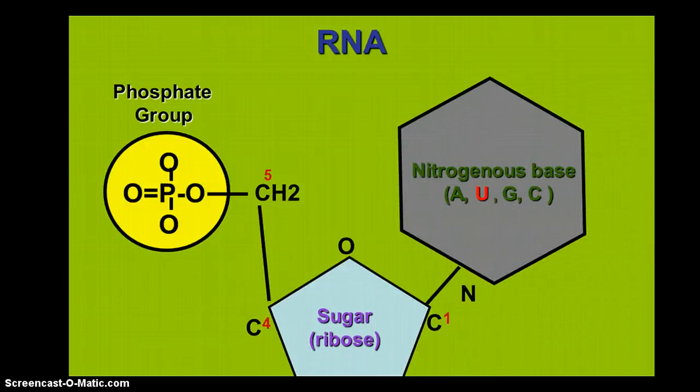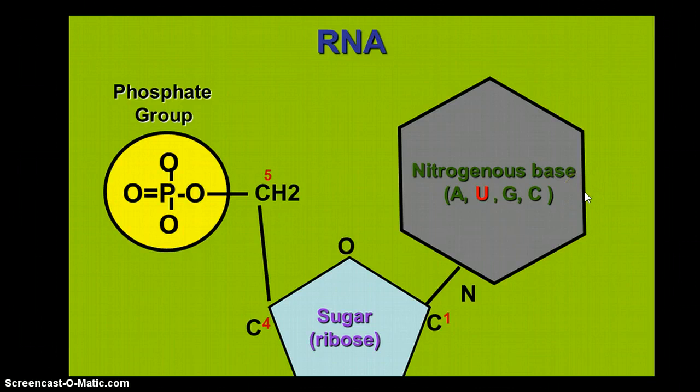RNA. Now, RNA is different, and you should have picked this up by now. Instead of the deoxyribose sugar found in DNA, RNA has ribose sugar. If you'll notice, the name for DNA is deoxyribose nucleic acid, whereas for RNA, it's ribose nucleic acid, and ribose means that ribose sugar.